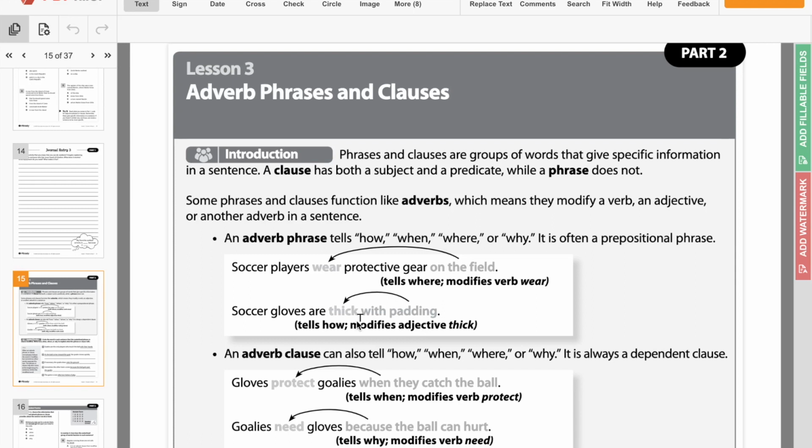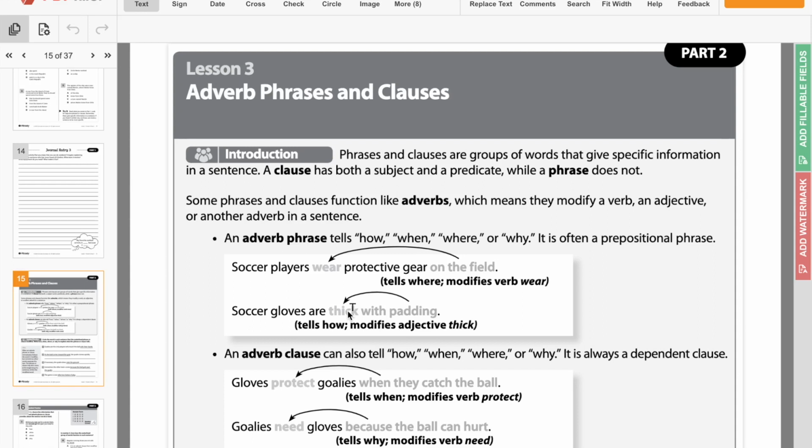So, soccer gloves are thick with padding. So thick is our adjective, because again, an adverb can also modify an adjective or another adverb. So with padding is the adverb phrase, and it's modifying how they were thick. So how are they thick? They were thick with padding. So it's modifying that adjective, thick.